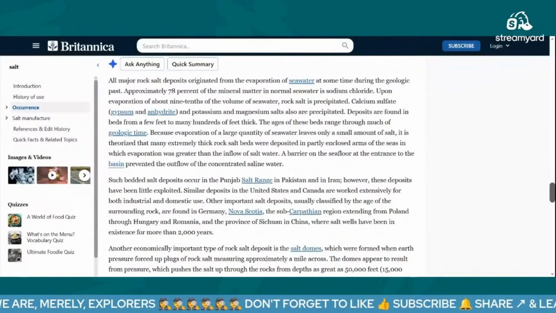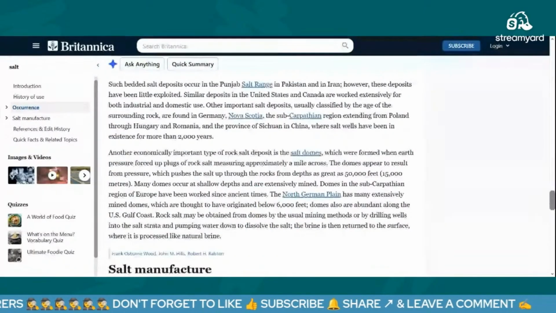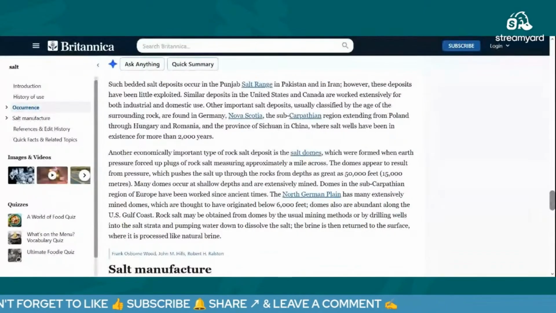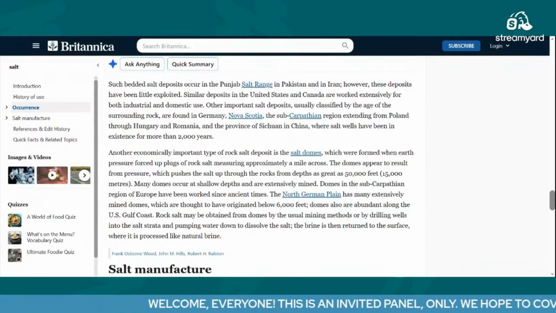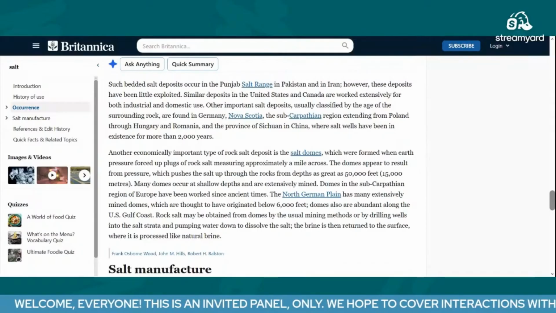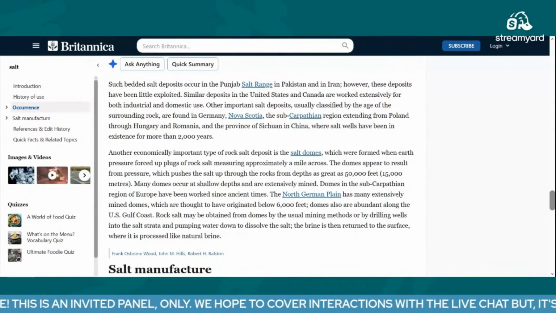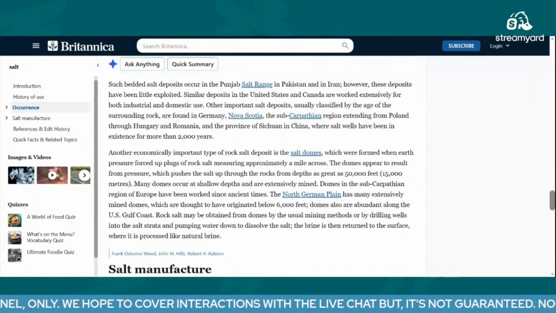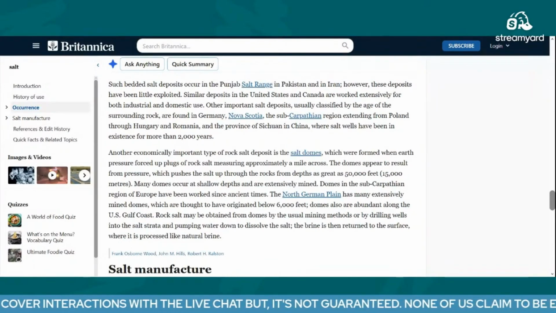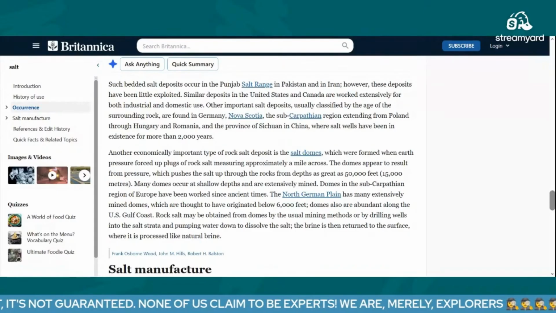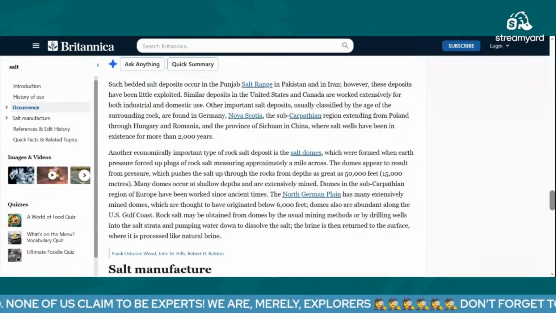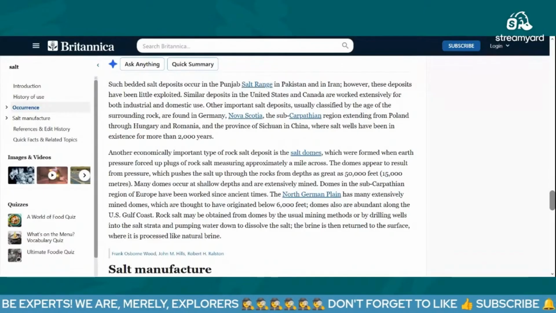Such bedded salt deposits occur in the Punjab Salt Range in Pakistan and in Iran. However, these deposits have been little exploited. Similar deposits in the United States and Canada are worked extensively for both industrial and domestic use. Other important salt deposits, usually classified by the age of the surrounding rock, are found in Germany, Nova Scotia, the Subcarpathian region extending from Poland through Hungary and Romania, and the province of Sichuan in China, where salt wells have been in existence for more than 2,000 years.